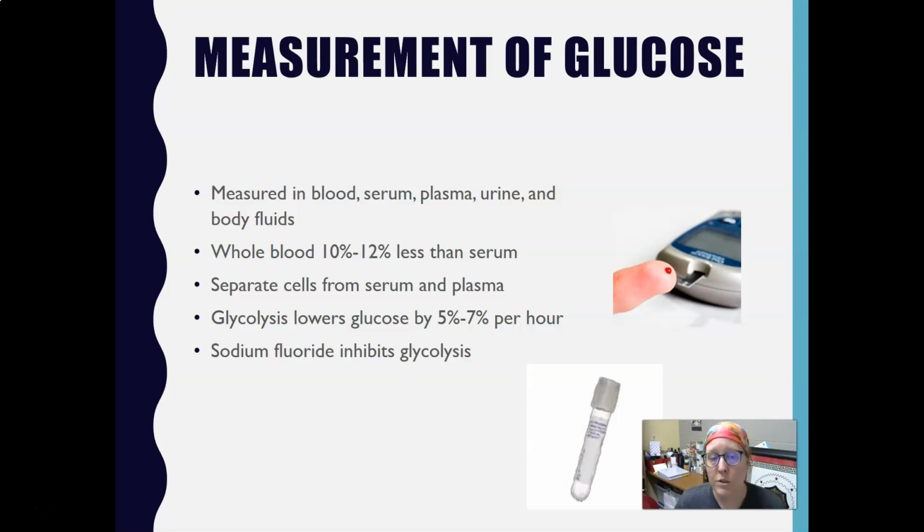Or you can use sodium fluoride, the gray top tubes, because they inhibit glycolysis. The red cells undergo glycolysis, so they're still using the glucose, just sitting there metabolizing it. So as your sample sits, if you don't separate the cells from the serum and the plasma, your glucose level is going to drop by 5 to 7% for every hour that it sits.